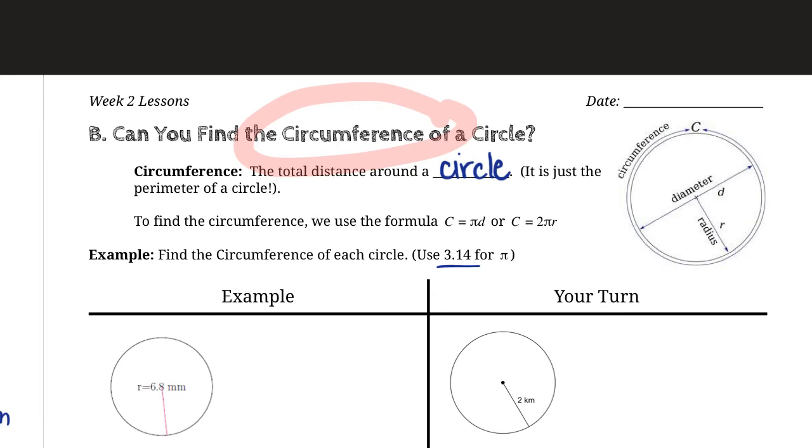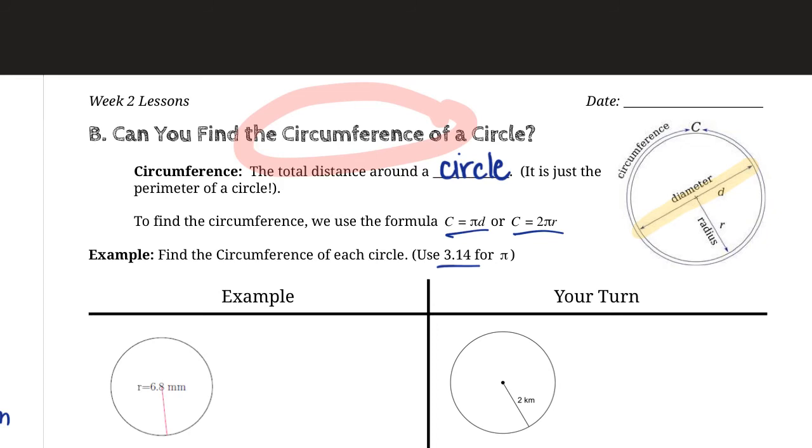So on our formula sheet, you have both of these formulas. C equals pi d, which again means pi times d. D is the diameter of your circle. And remember, the diameter is the distance all the way across the circle. Or another formula is 2 pi r. So 2 times pi, remember pi is 3.14, times the radius. And the radius is halfway across the circle.